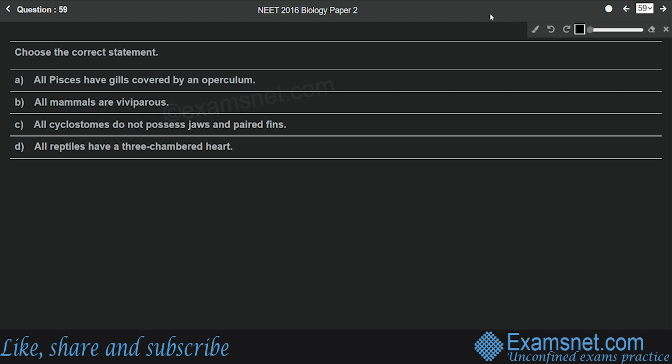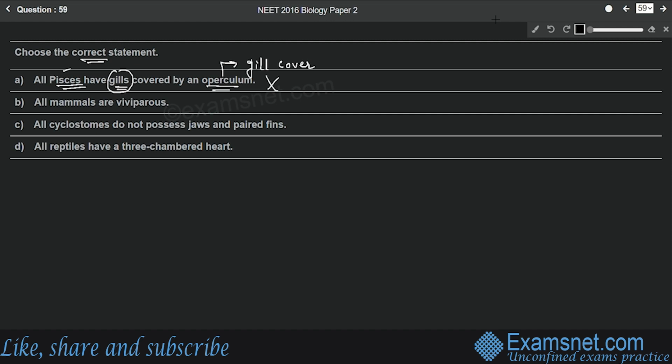Question number 59 is again from the chapter Animal Kingdom, and here we have to choose the correct statement. The first statement says all Pisces have gills covered by an operculum. Pisces means fishes, and we know that all the fishes respire through gills, and in some fishes the gills are covered by an operculum, that is also known as gill cover. But it is present only in some fishes, not in all fishes, so this is not correct.